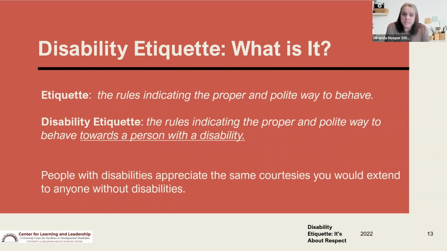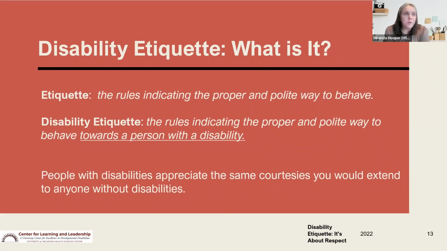So getting into disability etiquette, what is it? I feel like a lot of times, this is where people are like, I don't know what to do, or I don't know what to say. I always think of the example of having a young child standing in the grocery store line, and a child might say, why do they look different, or why do they sound different? And parents usually shush them because they don't know what to do or say.